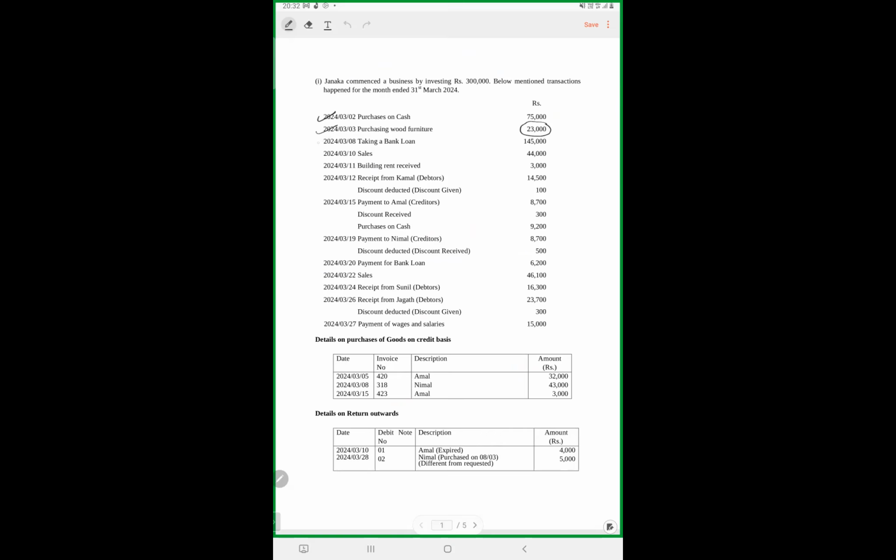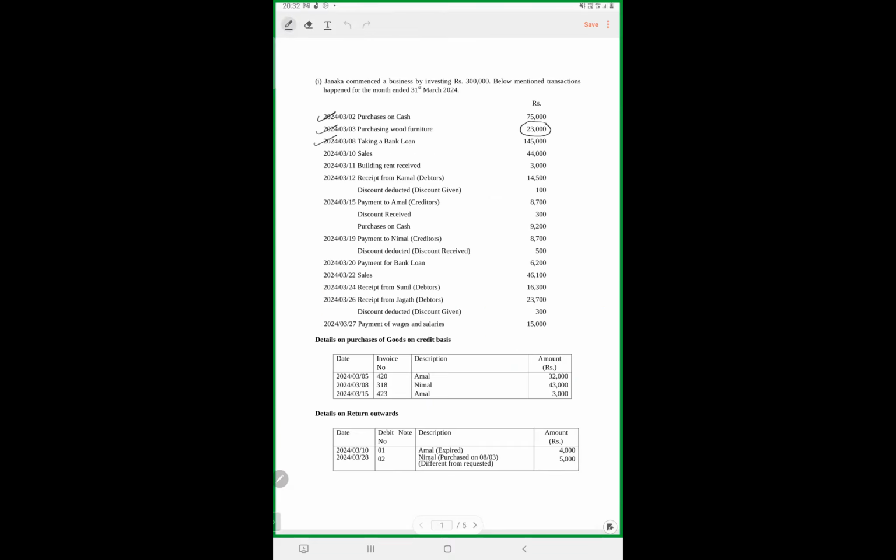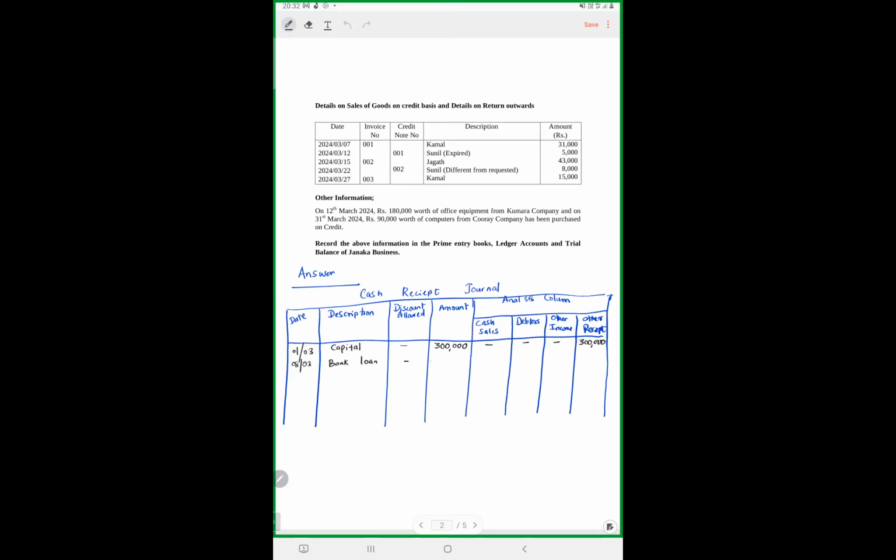So then taking a bank loan, 8 March. In the cash receipt journal, bank loan, no any discount. Loan amount is 145,000. So that is not cash sales, debtors and other income. That is actually other receipt, 145,000.